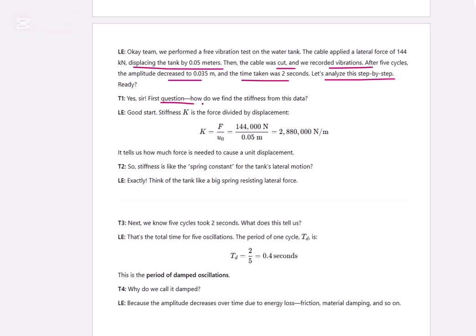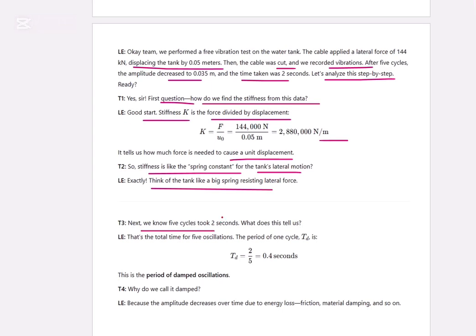The first question is, how do we find the stiffness from this data? Stiffness is the force divided by the displacement, and it tells us how much force is needed to cause a unit displacement. So stiffness is like a spring constant for the tank's lateral motion. I think of it like a big spring resisting the lateral force.